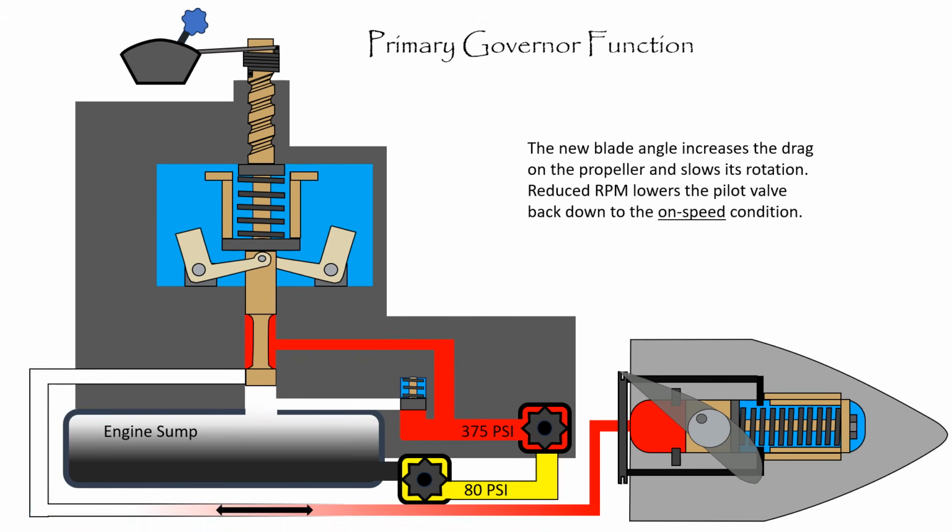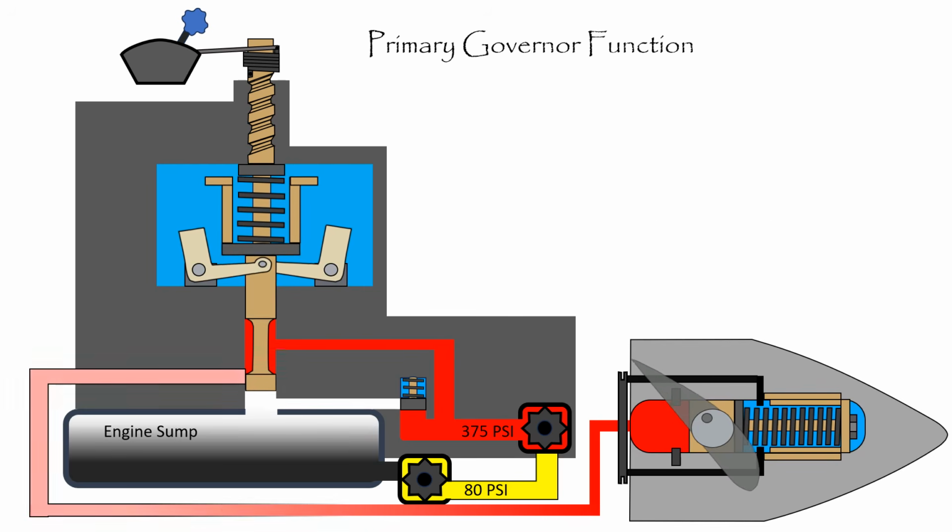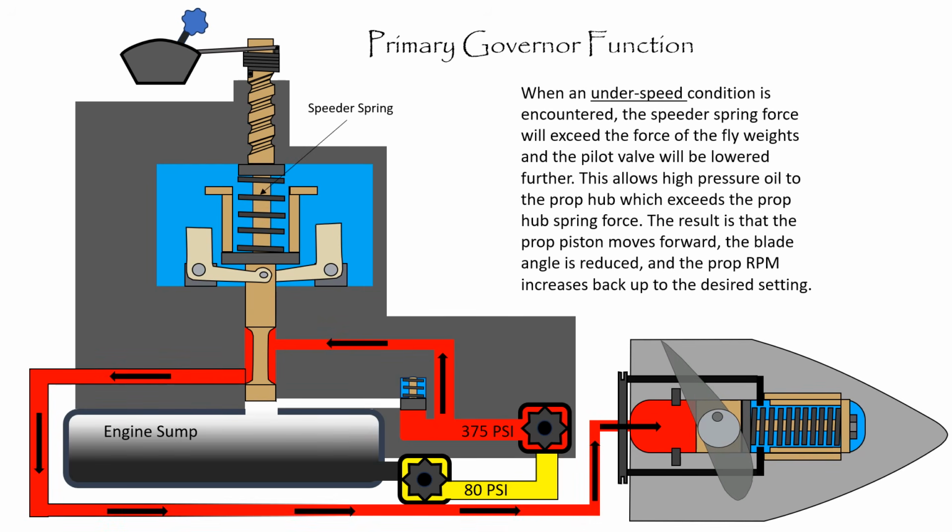The new blade angle increases the drag on the propeller and slows its rotation. Reduced RPM lowers the pilot valve back down to the on-speed condition. When an underspeed condition is encountered, the speeder spring force will exceed the force of the flyweights and the pilot valve will be lowered further. This allows high-pressure oil to the prop hub, which exceeds the prop hub spring force. The result is that the prop piston moves forward, the blade angle is reduced, and the prop RPM increases back up to the desired setting.